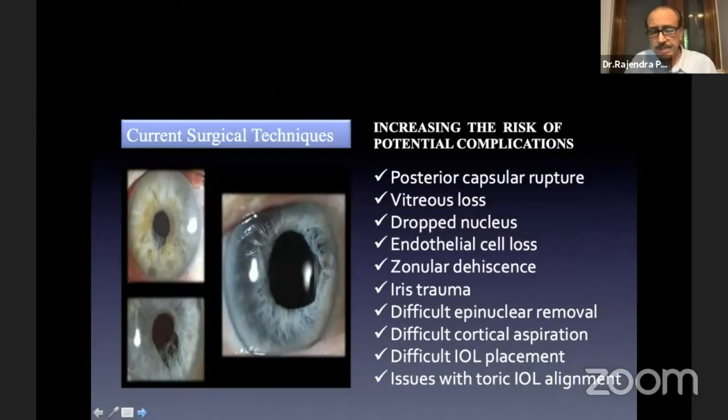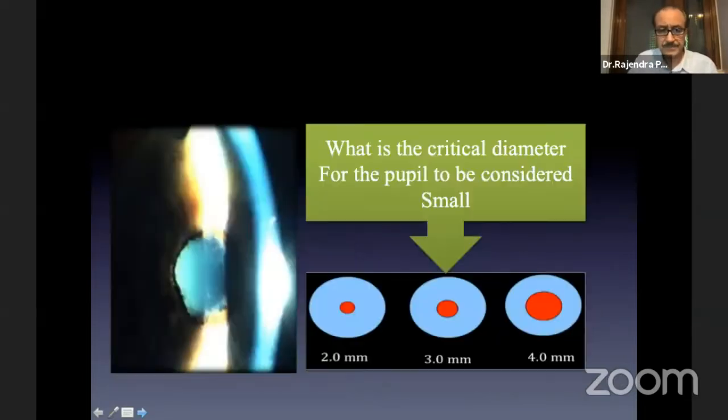And if you continue with a small pupil, phacoemulsification increases the risk of potential complications. These are the important complications: you may get posterior capsular rupture, vitreous loss, zonular dehiscence, and so many other problems.